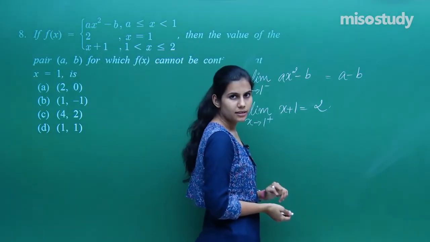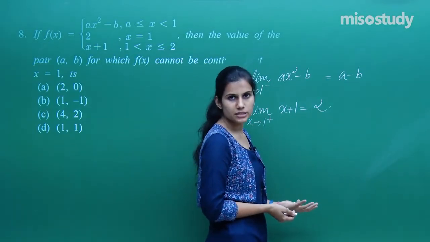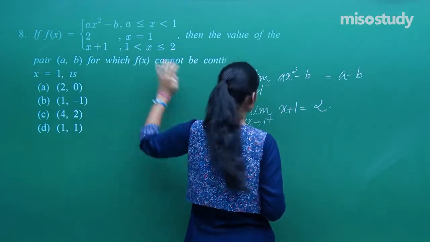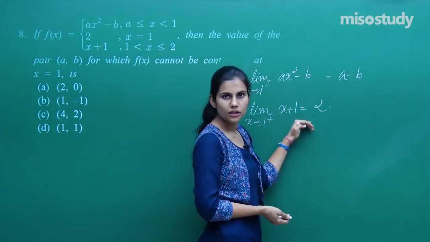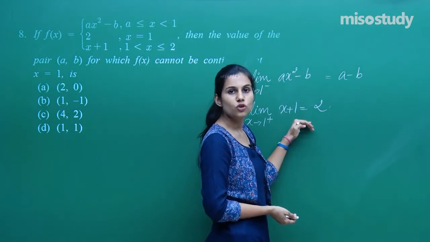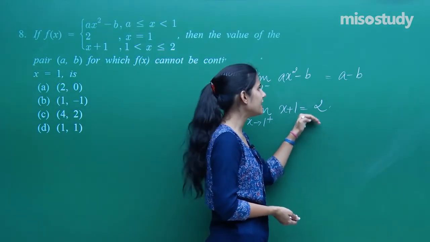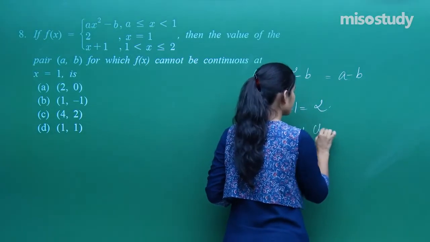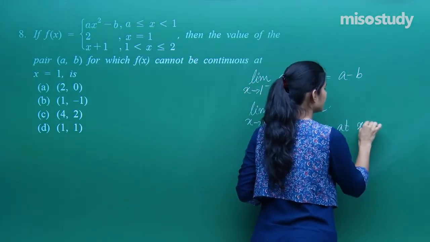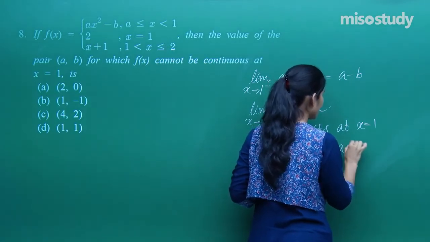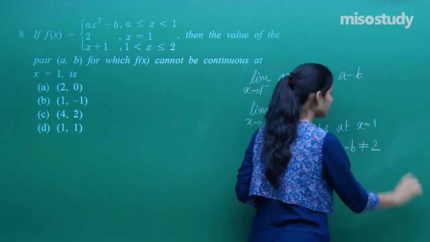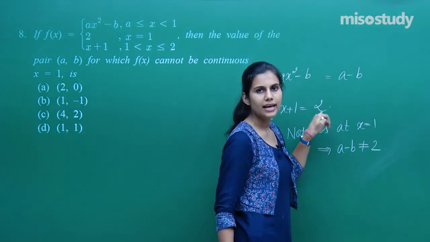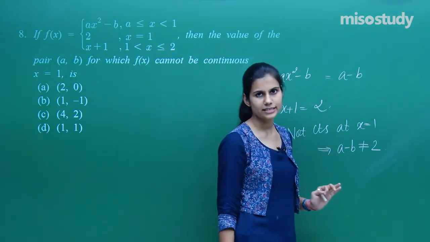But I am saying that I don't want my function to be continuous. So that can only happen, see, over here the value of the function at x equals 1 is the same as the right hand limit. So the only scenario left for the function not to be continuous at x equals 1 is when the right hand limit is not equal to the left hand limit. So not continuous at x equals 1 means that a minus b should not be equal to 2. When a minus b is not equal to 2, LHL will not be equal to RHL, and hence my function will be discontinuous at x equals 1.